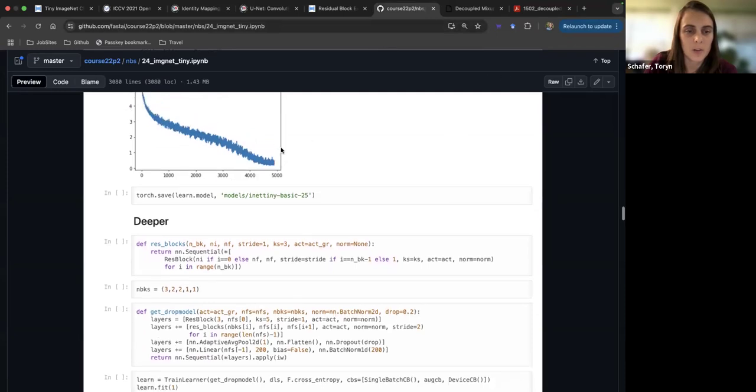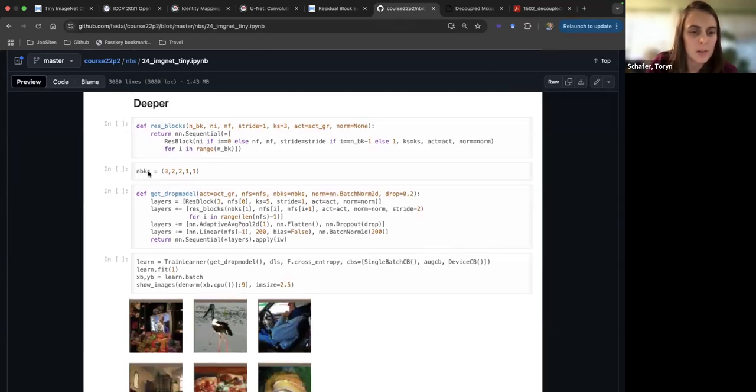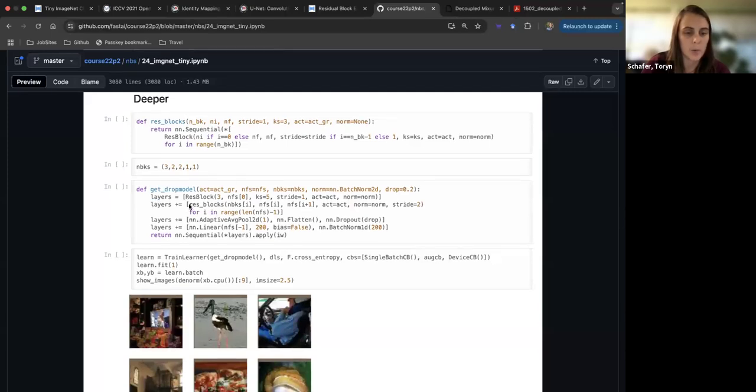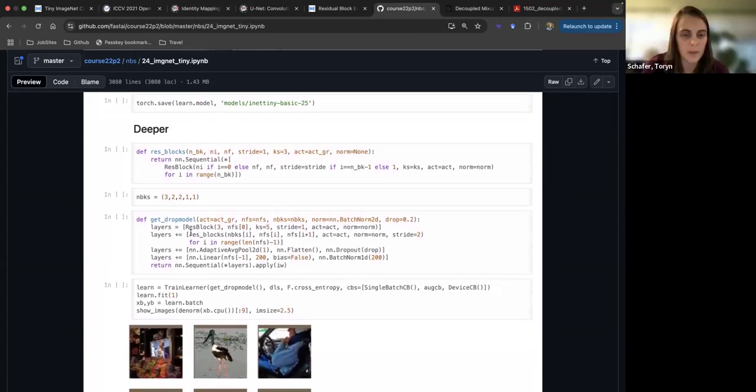And so, yes, this was not an autoencoder. I apologize, people. Then we have this deeper model. So what happened was he was like, okay, instead of having one residual block, we're going to have multiple residual blocks. So this line here is number of residual blocks. So we have 3, then 2, then 2, 1, and 1. So here in the layers, now we can see it's not using this res block. It's using now this wrapper res_blocks. Okay, and adding multiple.